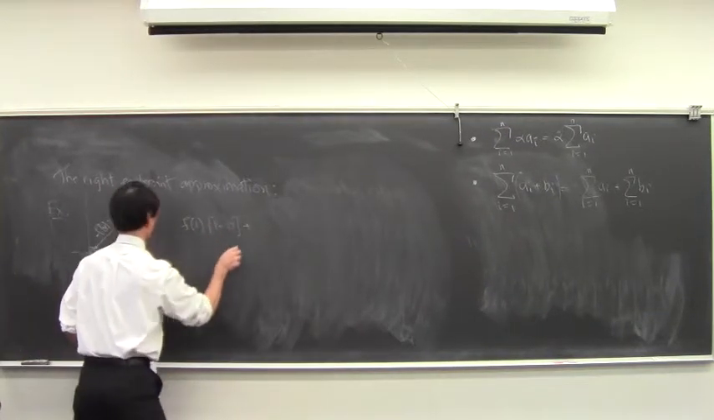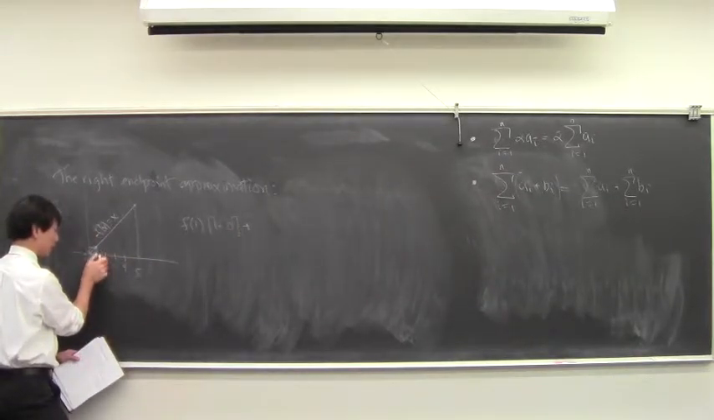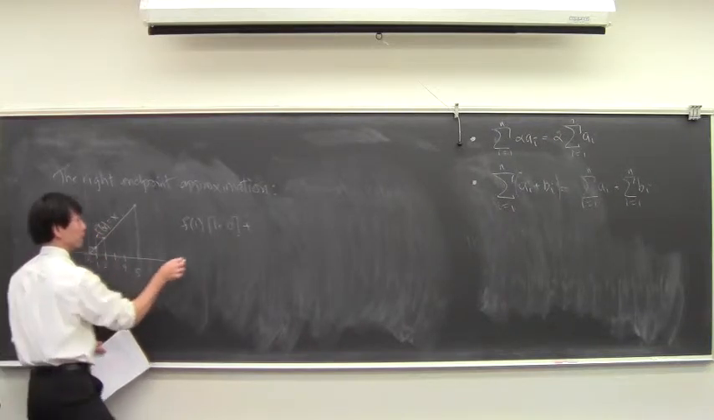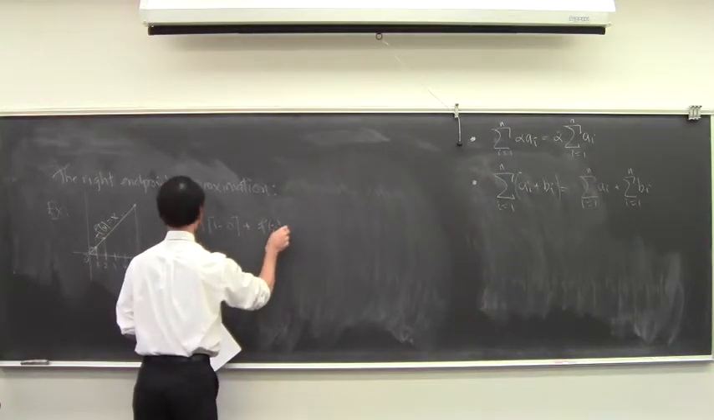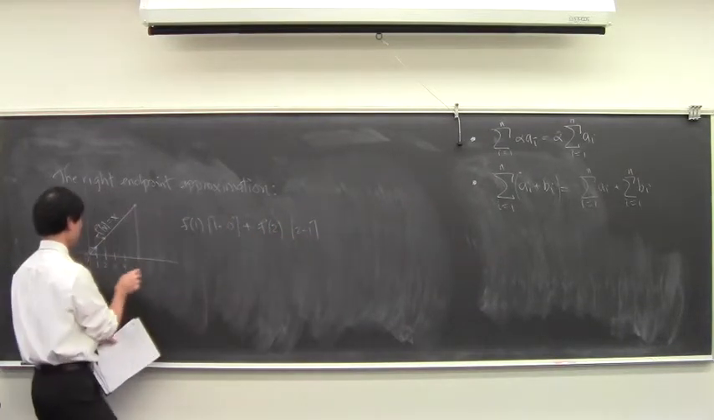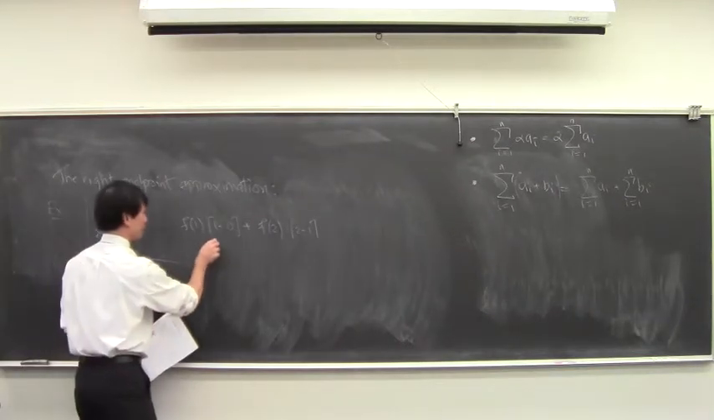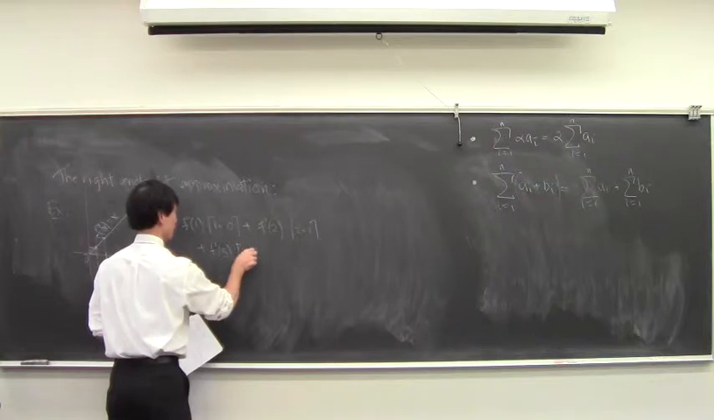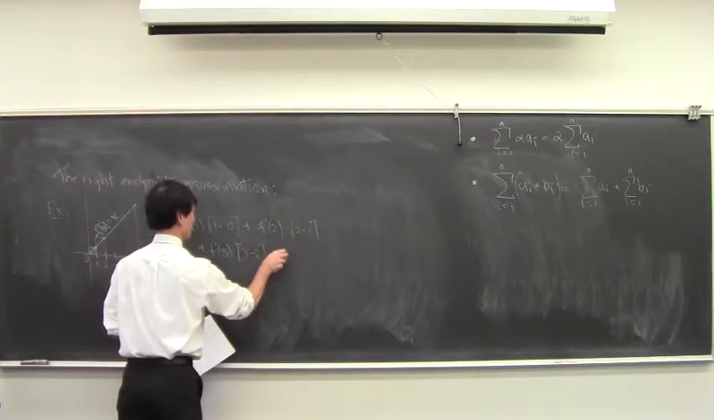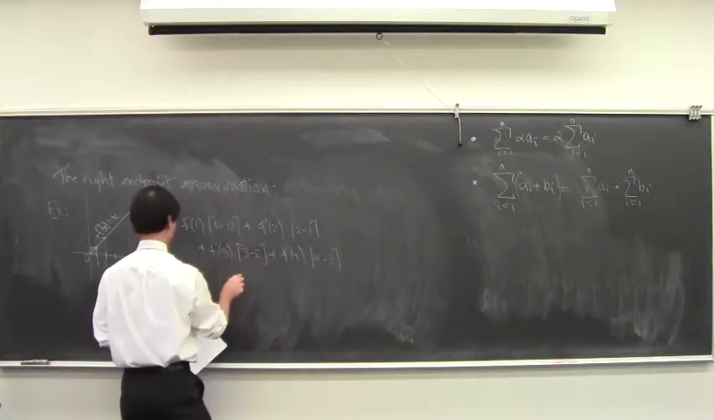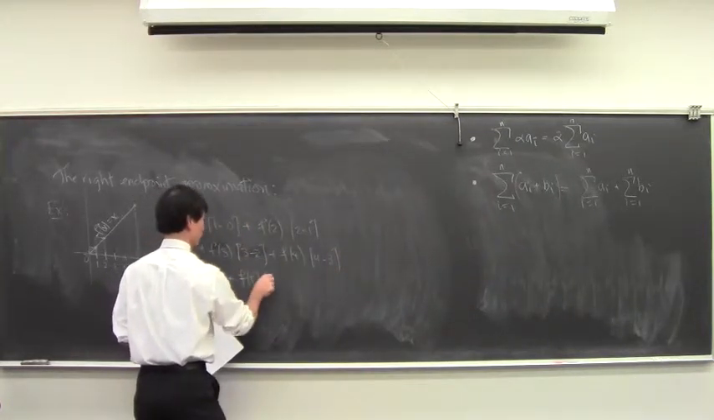So I'm going to look at the second interval and say, okay, I'm going to look at the right endpoint and see how high it goes. f of 2 times the width of the base, that's 2 minus 1, right? I do it for f3, so add on f3 times 3 minus 2, plus f4 times 4 minus 3, plus f5 times 5 minus 4.